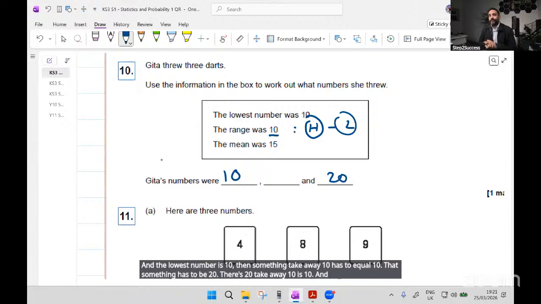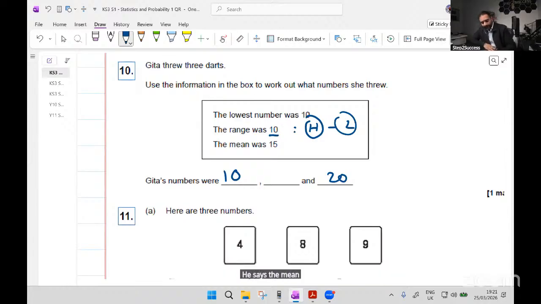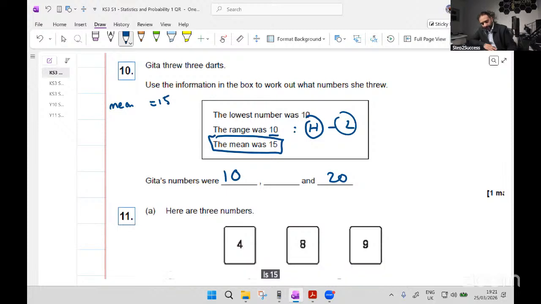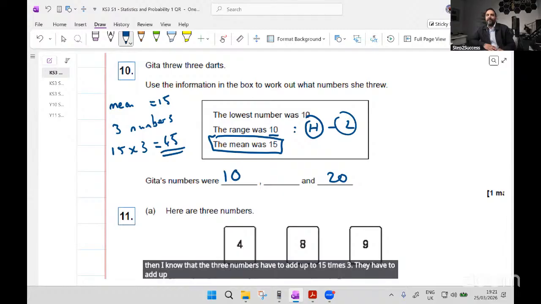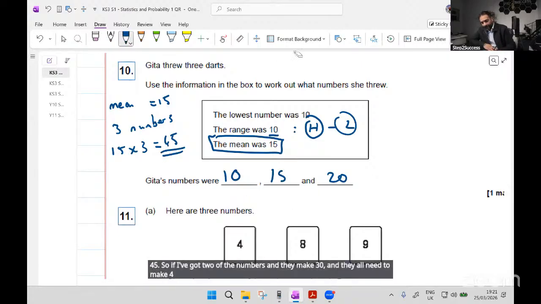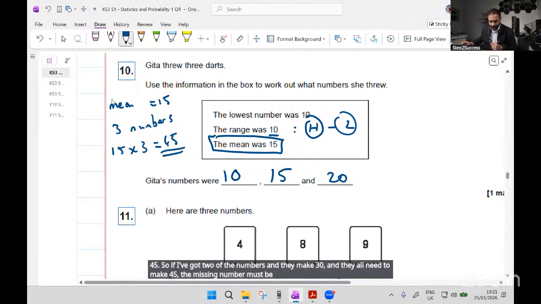And then the last one, it says the mean was 15. It's a little bit harder, this bit, especially for you guys in year 7. But if I know the mean is 15, and I know that there are three numbers here, then I know that the three numbers have to add up to 15 times 3. They have to add up to 45, because the way you got to 15 was by doing 45 divided by 3. So you do that in reverse, and you get that they must add up to 45. So if I've got two of the numbers and they make 30, and they all need to make 45, the missing number must be 15.